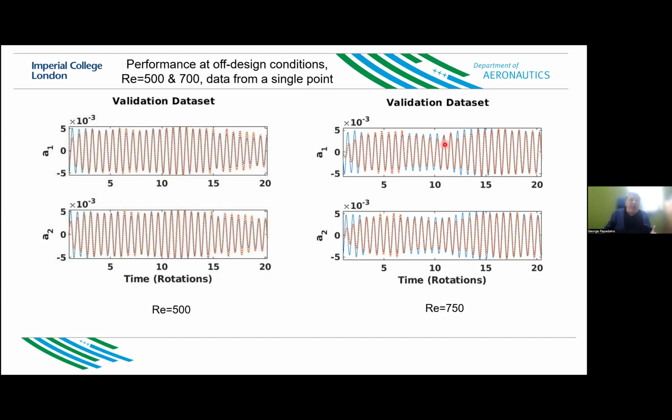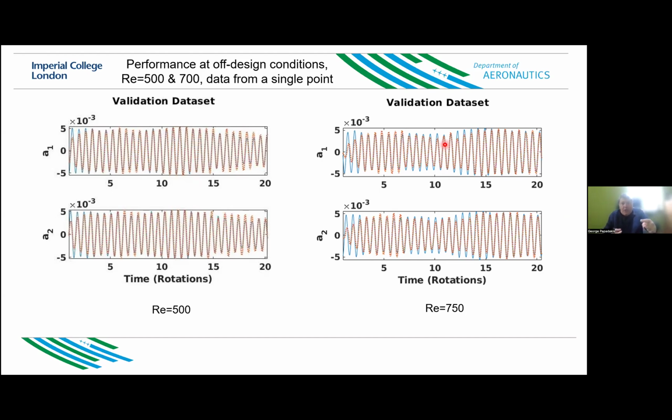Even though we have done the training at 600, this is telling me that, yes, it is robust to changes with respect to Reynolds number. And of course, I would expect that if I'm getting further and further away from the design, then intuitively the accuracy will drop. So if I just use one training point, this is what I expect.